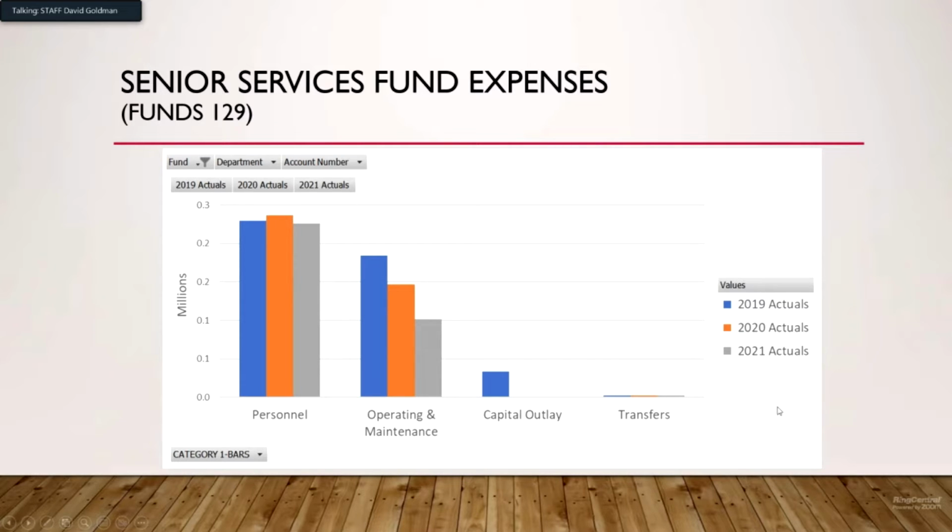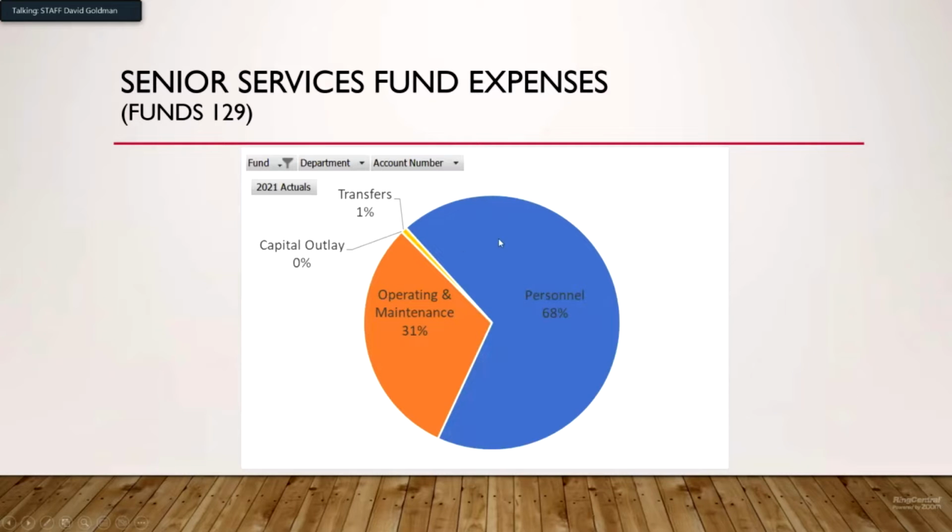And transfer expenses are mostly for that local loan for street lighting or for lighting in the parking lot or whatnot, that certain funds have to pay into the debt service fund. It's a small amount. You can see for senior services, you have 68% for personnel and about 31% for operating and maintenance for 2021.